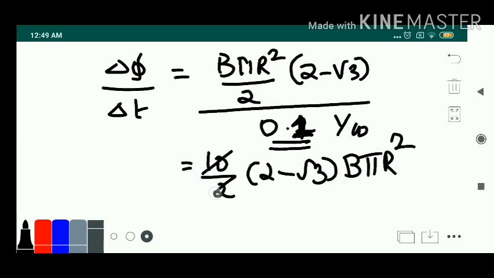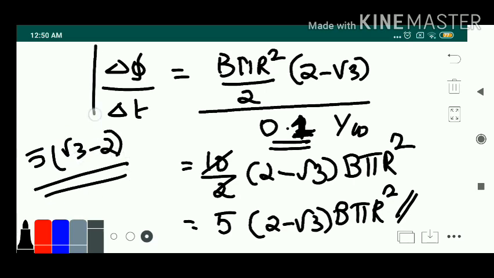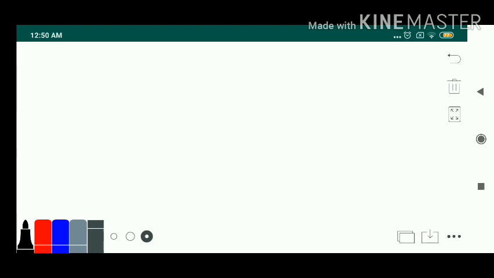Right, so what is 10 by 2? It is 5, right? 5 into 2 minus root 3 B pi r squared. This is the induced EMF's equation, guys. Now in some cases, if the option has 5 into root 3 minus 2, then also the answer is correct because you are taking the modulus. That means they have done initial minus final, I wrote final minus initial. They actually wrote it the other way. It's okay. Clear?